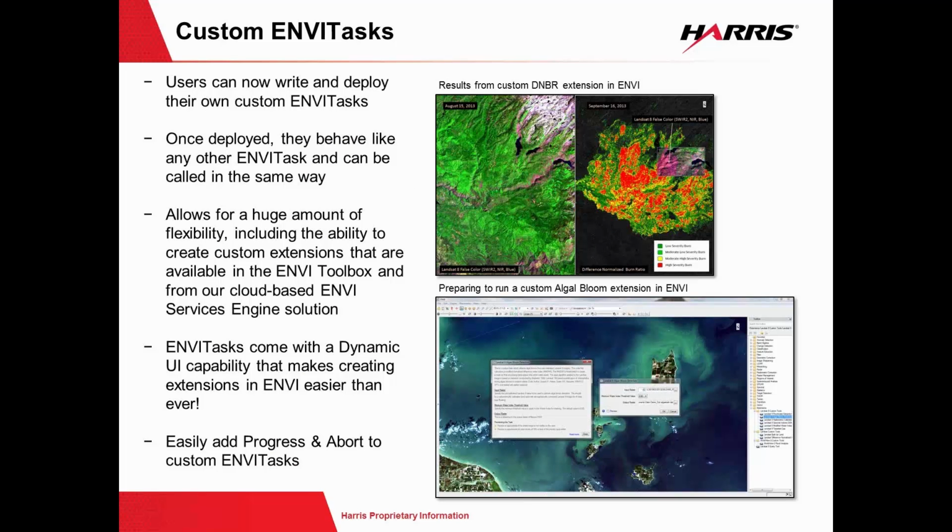So if you have a custom algorithm, maybe you wrote a paper or you read a paper and there was something that was done with a remotely sensed image, you can write that as a custom task, deploy it as an extension in ENVI, and it comes with this dynamic UI capability. So if your algorithm maybe takes 2 input images and it outputs 3 different files, then this dynamic UI that comes for free with this custom ENVI task framework will essentially build that for you. It'll say, all right, I need 2 input images and 3 output files, and I need a little drop-down list that tells the user how to tweak the algorithm. Well, that's all out of the box now with this custom ENVITask system.